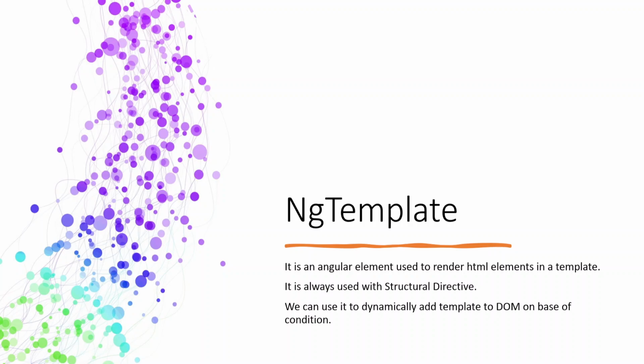So what is ng-template? ng-template is an Angular element that is used to render HTML elements in a template, and it is always used with a structural directive. If you put some content into the ng-template tag and try to render it in the browser, you will see nothing will be rendered because Angular doesn't know the condition when to display the ng-template. So we can use the ng-template to add content dynamically to the DOM on the basis of certain condition.